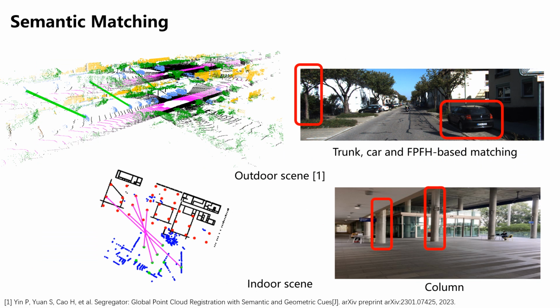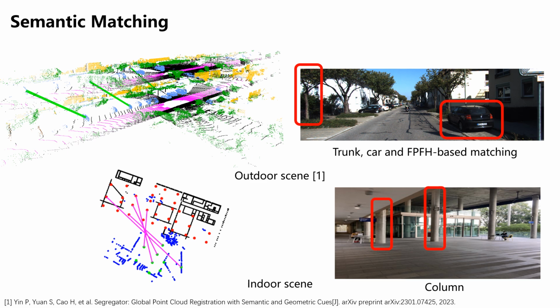For outdoor semantic matching, we took inspiration from the work called Segregator presented at ICRA 2023. We used the center points of trucks and cars for matching. As for other semantics such as buildings and vegetation, we employed FPFH descriptors to establish the matching relationships.